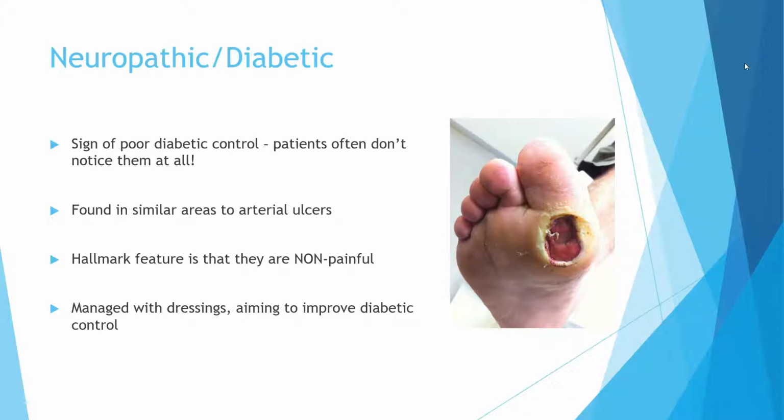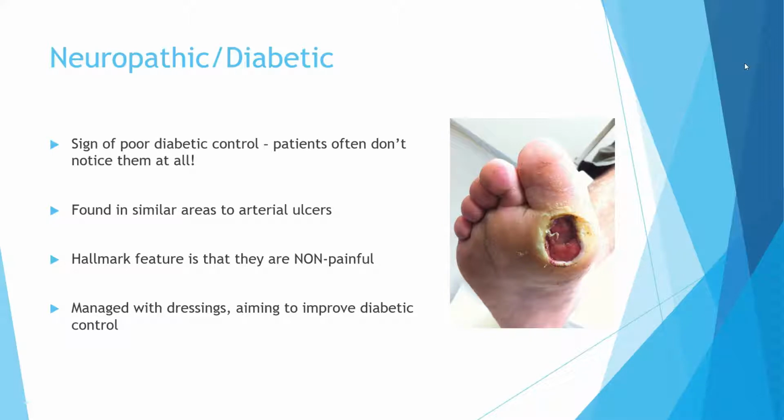The third type of ulcers to address are diabetic or neuropathic ulcers. So when these occur, it tends to be a sign of poor diabetic control. And because of the neuropathic quality to these ulcers, implying that the nerves are damaged, patients often don't notice that they have ulcers until they're picked up incidentally.